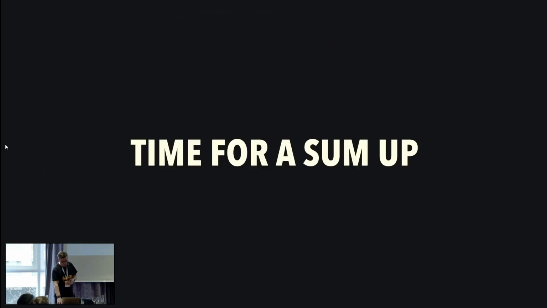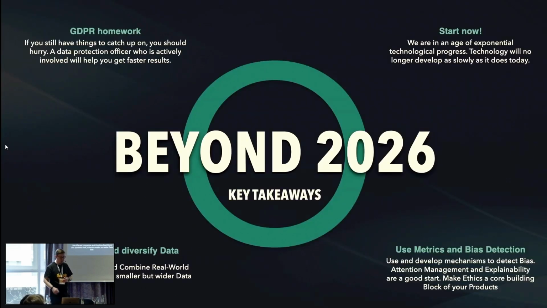So time's almost up, I've got 10 minutes left. Time for a sum up. If you take 4 things away, then it's: start your GDPR homework right now. Include data privacy officers in your product solutions, because it will become necessary if you want to work with AI. If you have this foundation straight, it will be much easier for you to deal with the EU AI Act and everything that is related to AI.